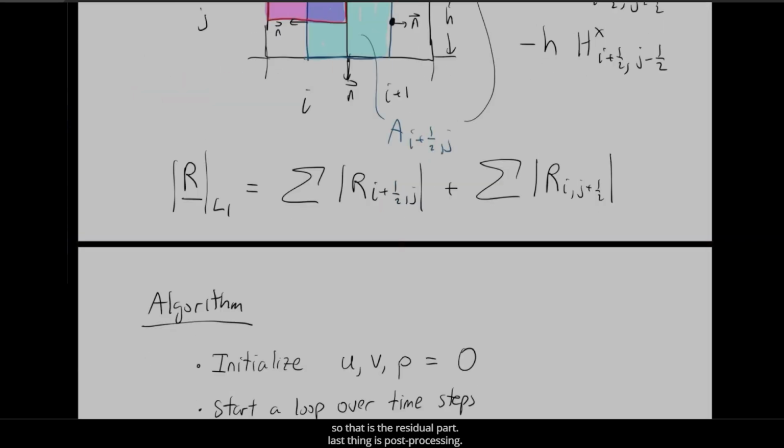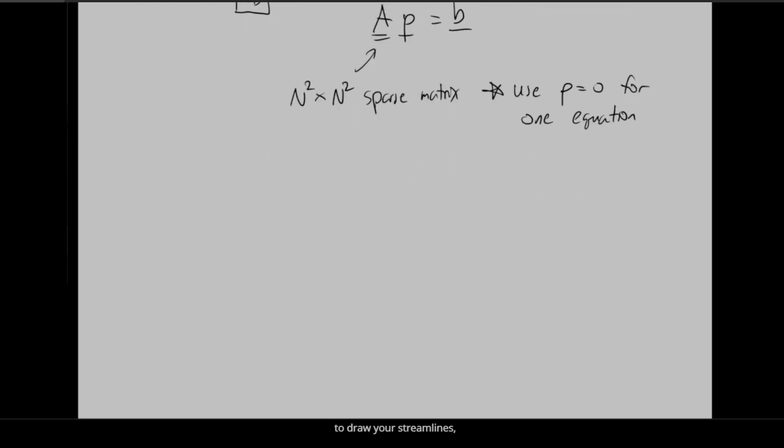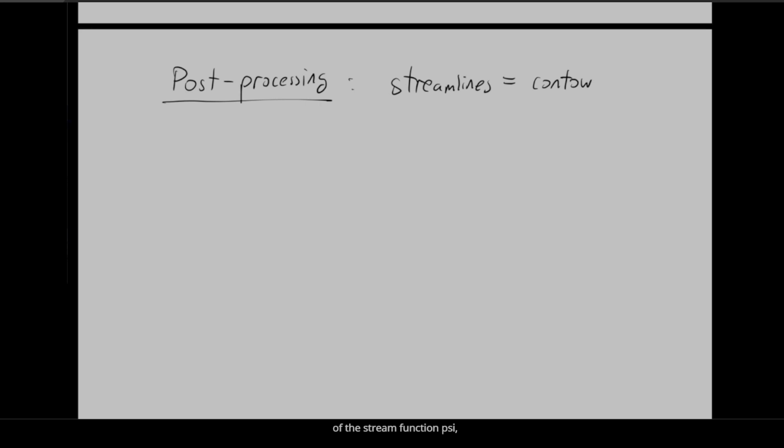Last thing is post-processing. For post-processing, to draw your streamlines, you need a stream function. You already have the x velocity and y velocity, so you basically run until things converge, meaning that your residual norm drops by the prescribed amount, and then you compute the streamlines. So remember that streamlines are contours of the stream function psi, where u is equal to psi_y, which is, again, partial psi partial y, and v is negative psi_x, which is negative partial psi partial x.